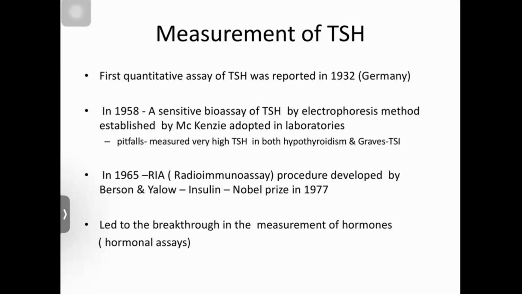However, in 1965, there was what you can call a really wonderful achievement, a developmental milestone, where two scientists, Dr. Berson and a biophysicist, Dr. Yalow, both of them developed a new procedure called radioimmunoassay, and they used it to measure plasma insulin, and that led to a Nobel Prize for them in 1977. If you look at the term radioimmunoassay, you're using a radioisotope, and immuno means you're using antibodies. You're using a combination of both to measure your TSH, which is the antigen. So this led to the breakthrough in the measurement of hormones as such.